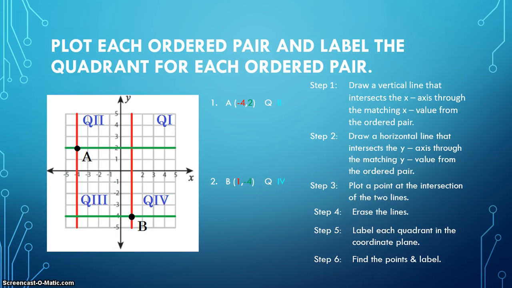Alright, next is point B, I apologize. It's in quadrant 4. It's at 1, -4. As you can see, it's clearly labeled in the bottom right-hand corner. And I, again, left the vertical and horizontal lines there just so it's easy to spot what I did to graph it.